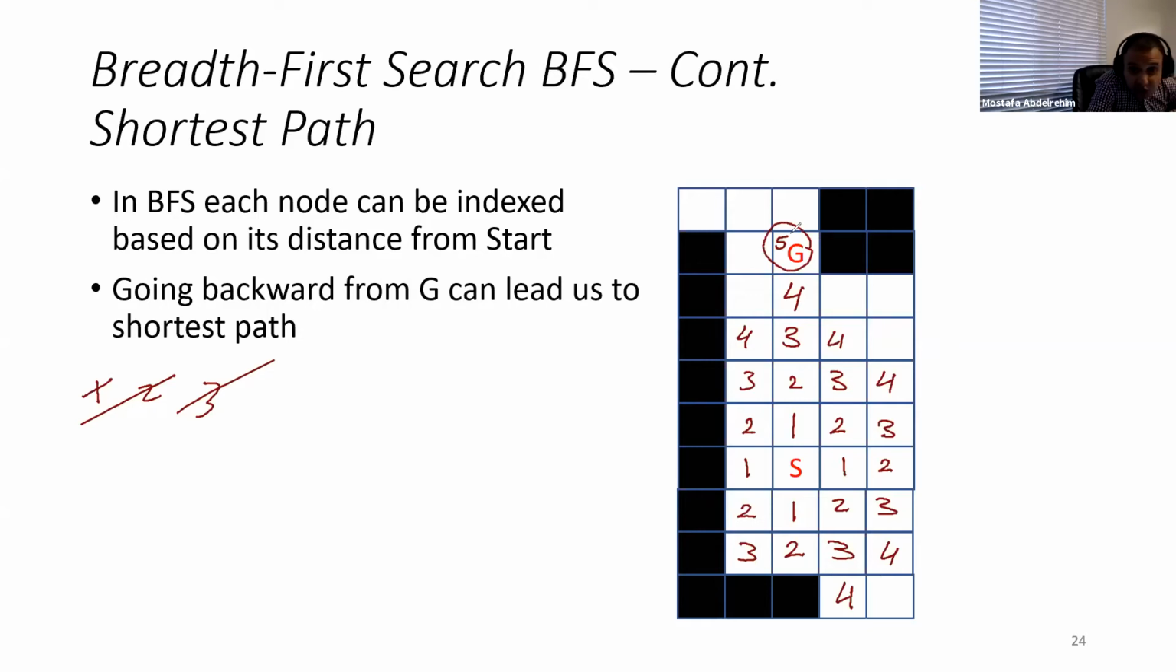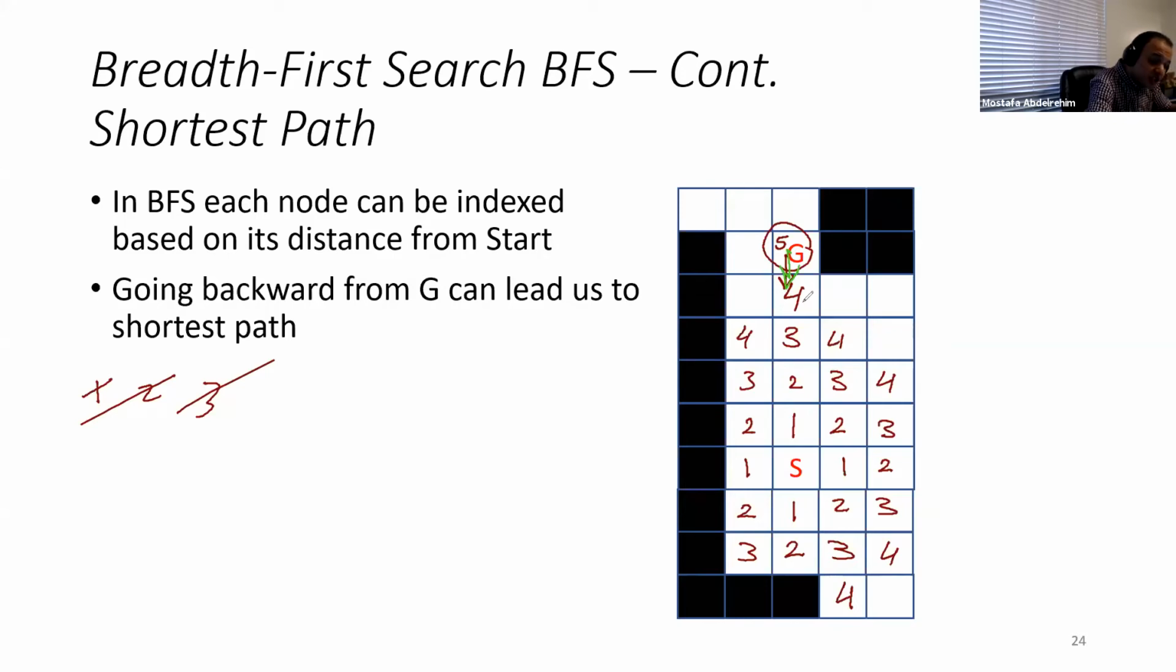And now, where is the shortest path? Just go to the cell that is minus 1. So this is 5, go to the minus 1, which is 4. So we'll go from here to here. Let's change the color. Okay, so go from here to here.